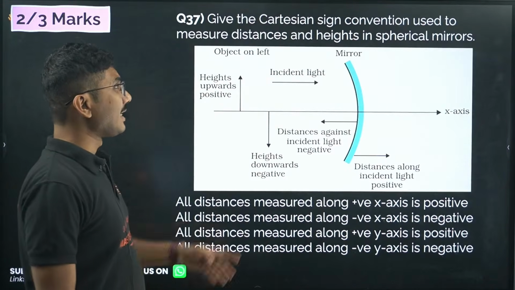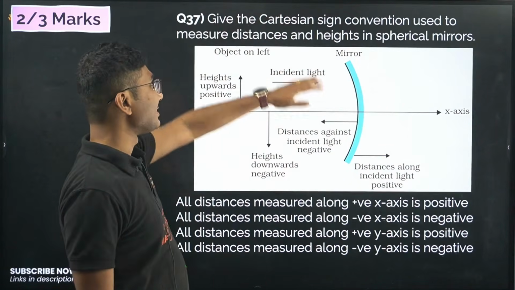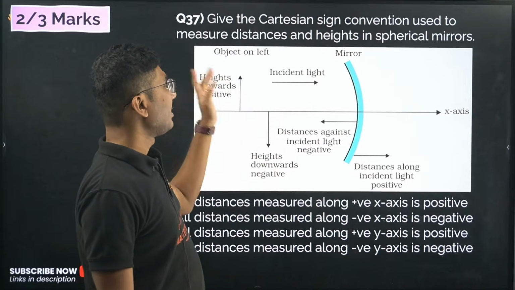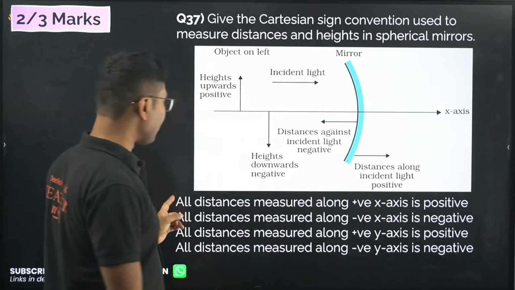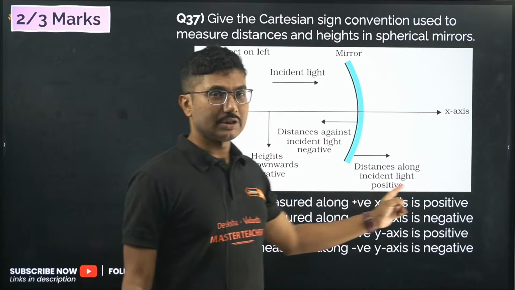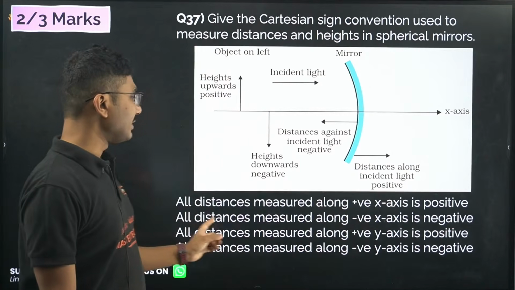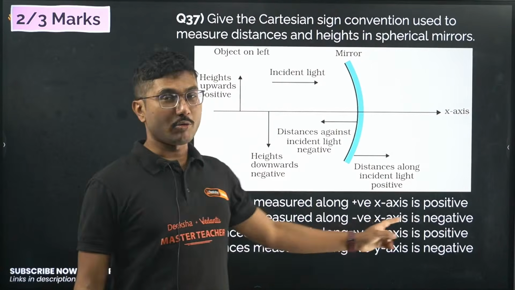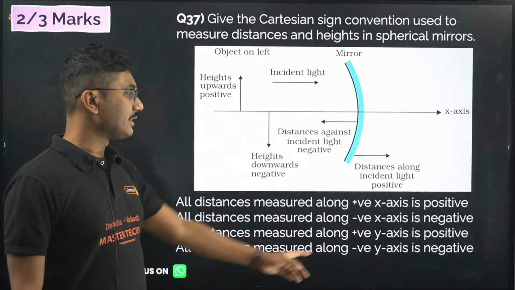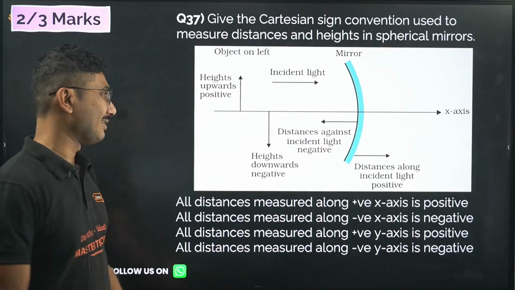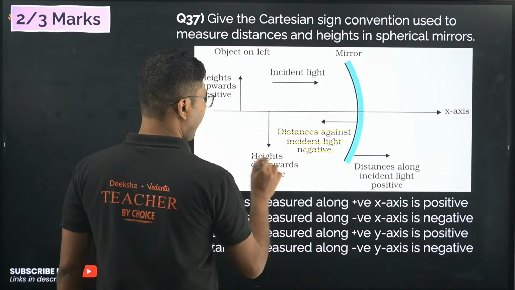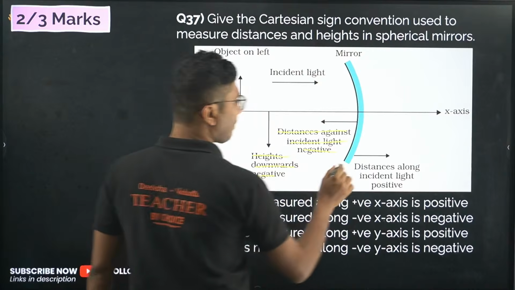Give the Cartesian sign convention used to measure distances and heights in spherical mirrors. So object on the left, and remember that you have to mention that all distances measured along the positive x-axis are positive, all the distances measured along the negative x-axis are negative, all the distances measured along the positive y-axis are positive, all the distances measured along the negative y-axis are negative. Okay, these lines you can skip.